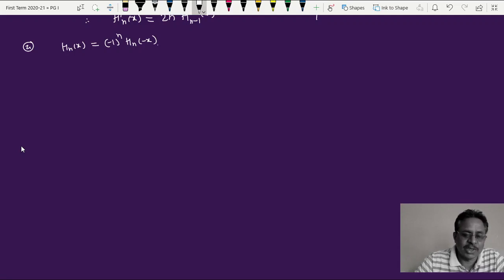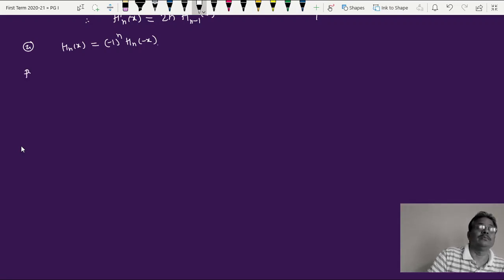This minus 1 raised to n is now plus. So for example, h2 of x and h2 of minus x will have the same sign. No sign change will be there because n is equal to 2, therefore minus 1 raised to n is plus 1. But if I go for h3 of x and h3 of minus x, in that case n is equal to 3, so minus 1 raised to 3 is minus 1, and therefore h3 of x will not be the same as h3 of minus x. Their signs will be changed, and that will have odd parity. So even parity and odd parity concept can be understood from this.